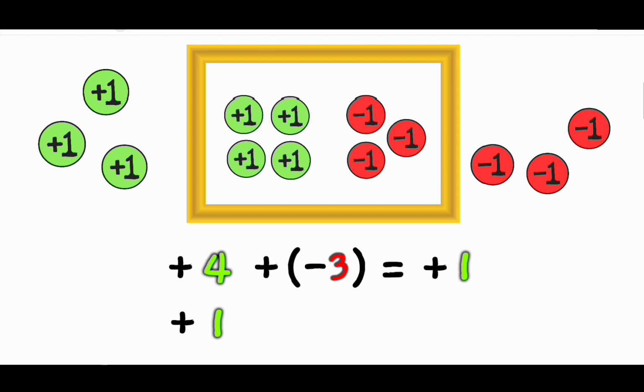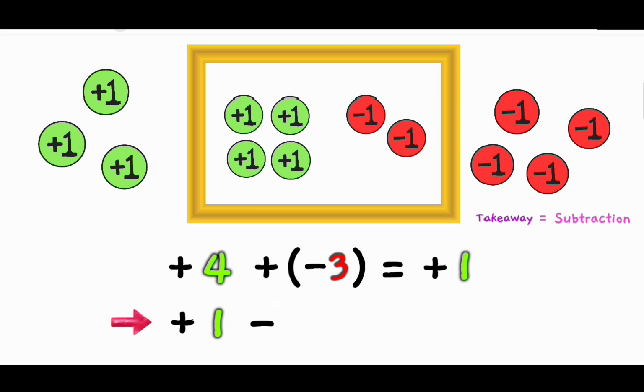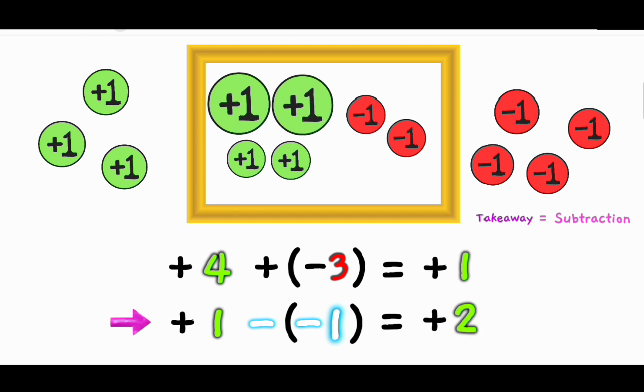Now just imagine what happens if I take away one of these red balls from the box. I can write this as: take away means subtraction. So if I take away one of the red balls from the box, again, we should not write more than one sign back to back like this. We have to separate them with a bracket or parenthesis. So if I take away one of the red balls from the box, then the leftover in the box will be positive 2. So negative 1 multiplied by negative 1 is 2.